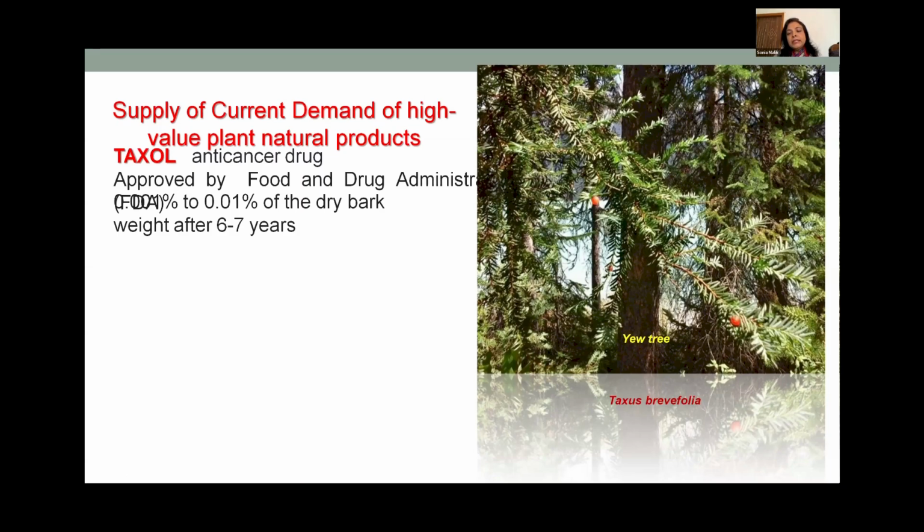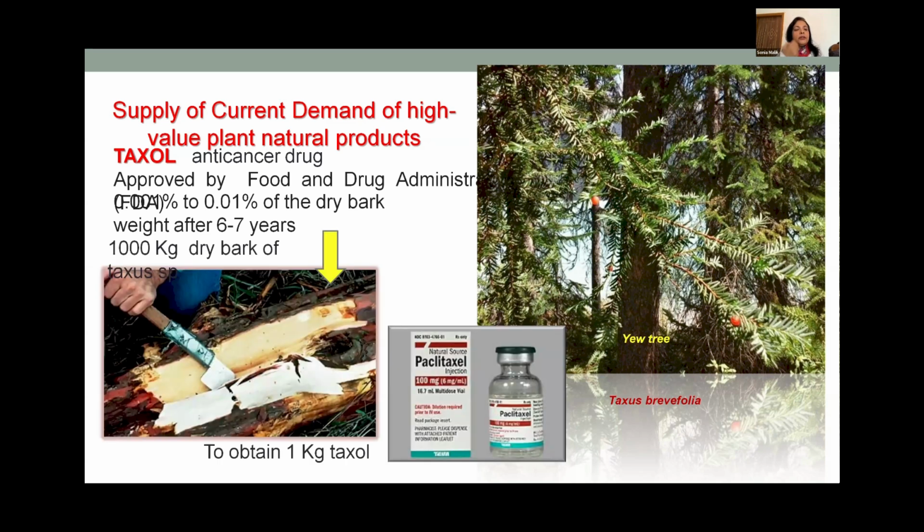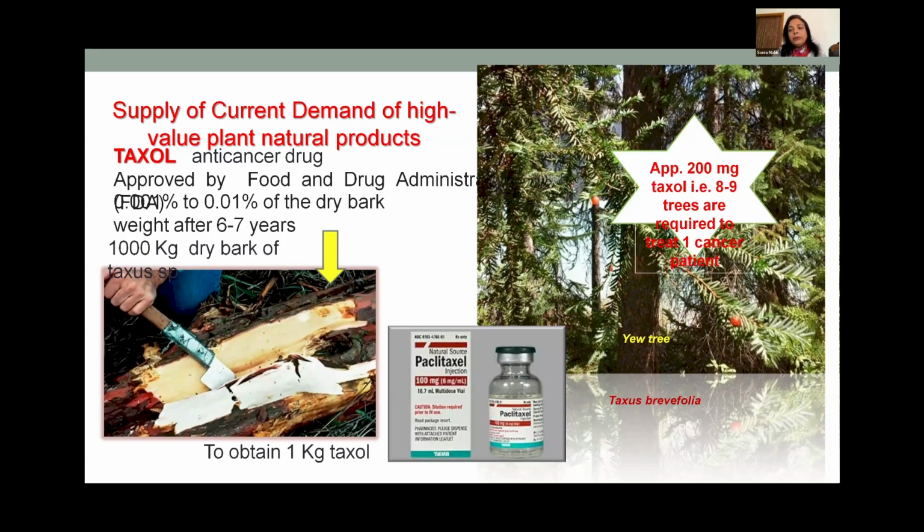It is present at 0.1% to 0.01% in the dry bark of this species, that too after 6 to 7 years. That means we have to grow the plants and wait for 6 to 7 years, and take out only 0.1% to 0.01% of this Taxol. And once we take out the bark, the plant is going to die. To obtain 1 kilogram of Taxol, we need 1000 kilograms of dry bark, which is approximately 8 to 9 trees, and to obtain 200 milligrams of Taxol, 8 to 9 trees are required.